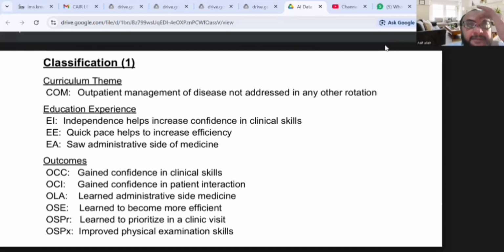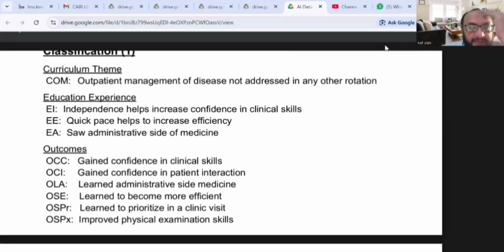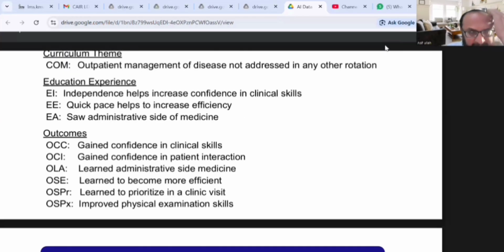So the classification is then done. In the curriculum theme, outpatient management of disease not addressed in any other rotation. Educational experience: independence helps increase confidence in clinical skills. Quick pace helps to increase efficiency. And the administrative side of medicine. So these are coded by EI, EE, and EA. Outcomes: gain confidence in clinical skills, CC. Gain confidence in patient interaction, CI. Learn administrative side of medicine, OLA.